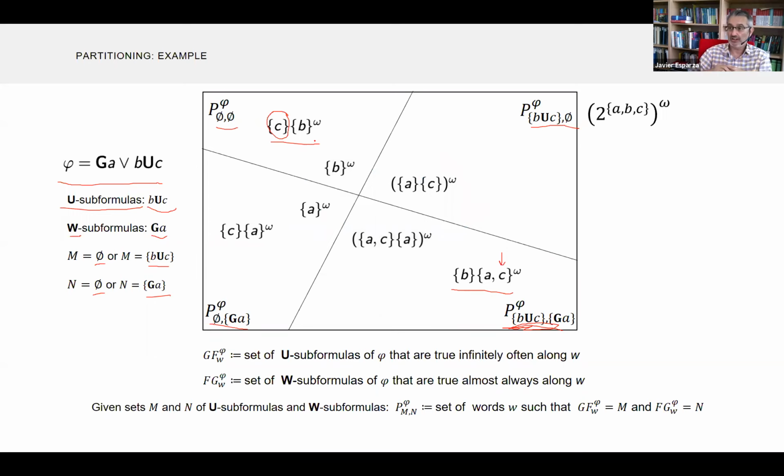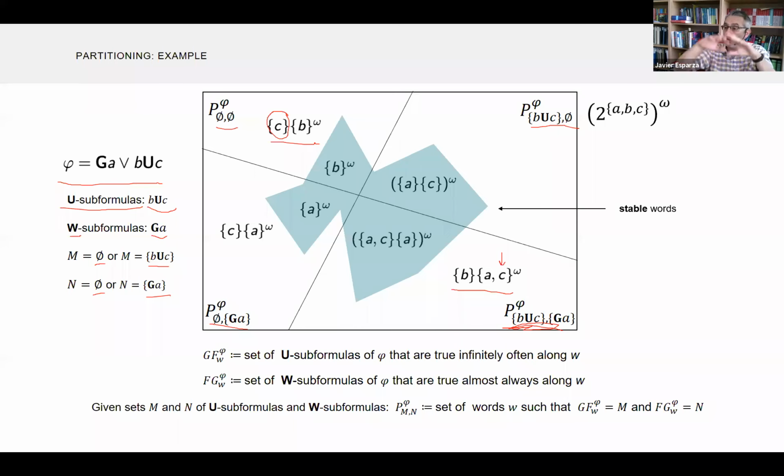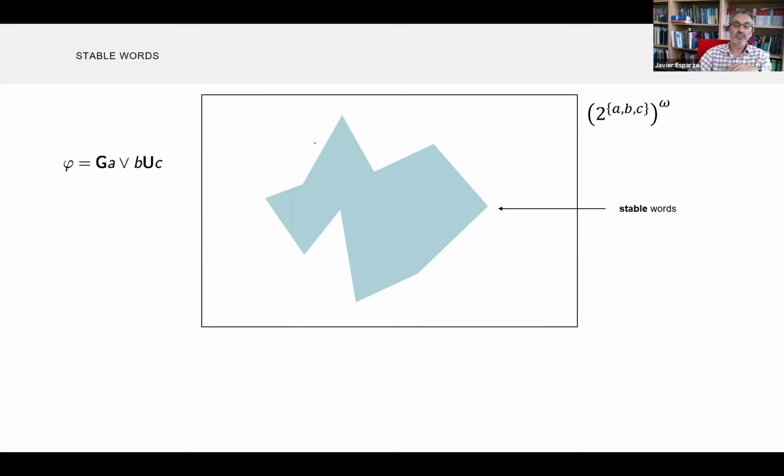Hopefully we all understand this partition now. And now the second point, which is important, is which are the stable words. This is going to be a subset of all words. And so when is a word stable?